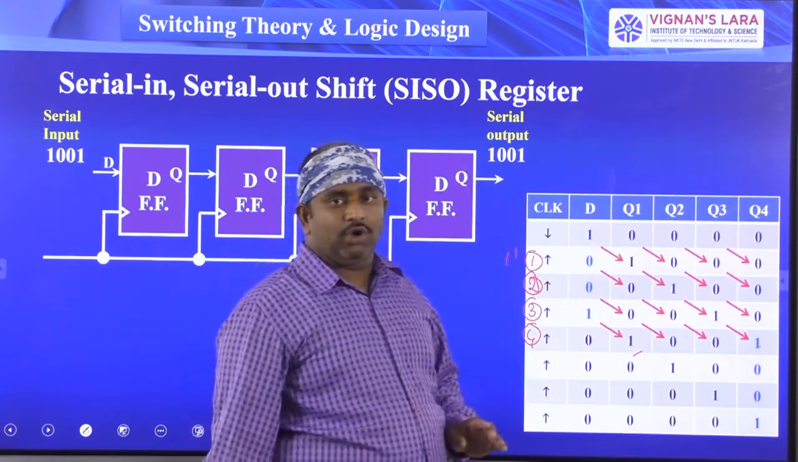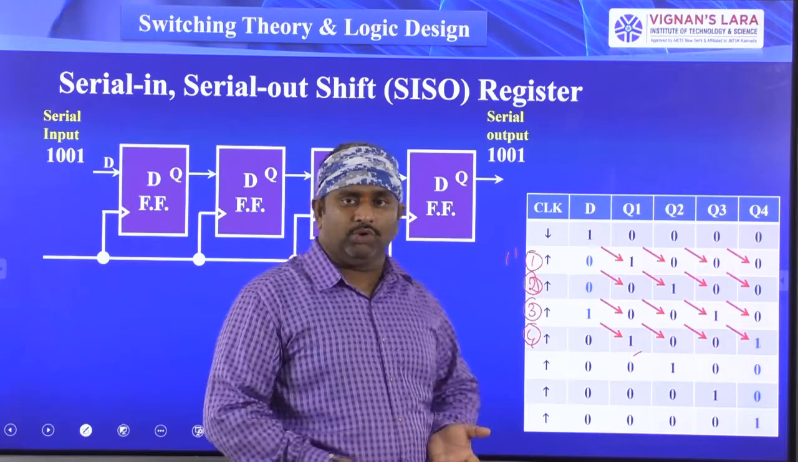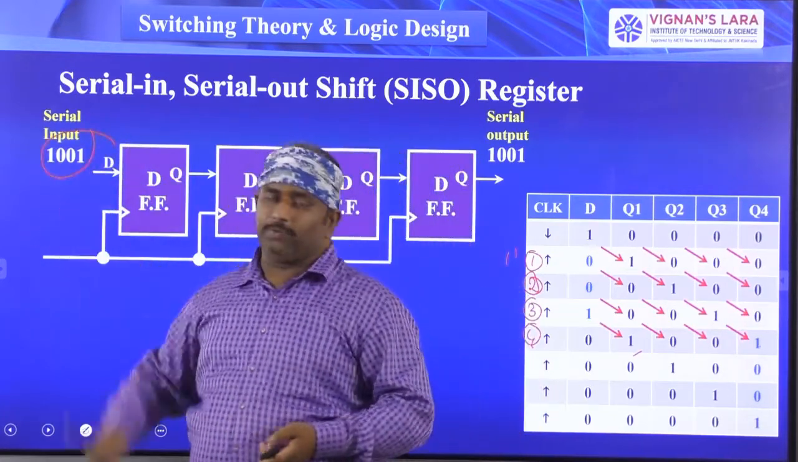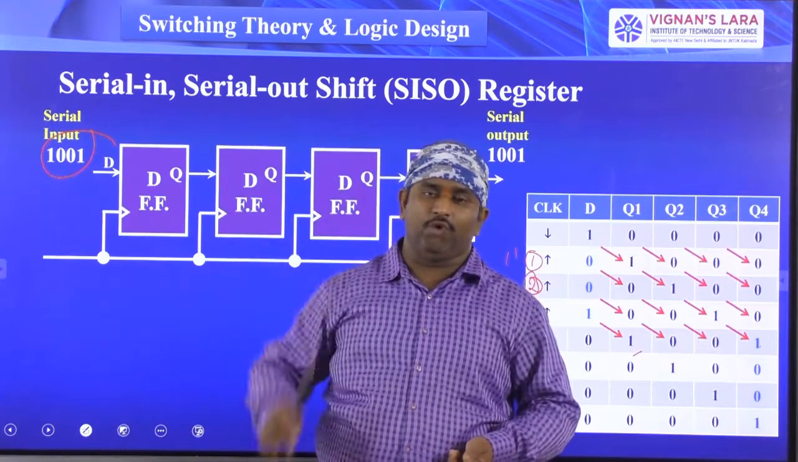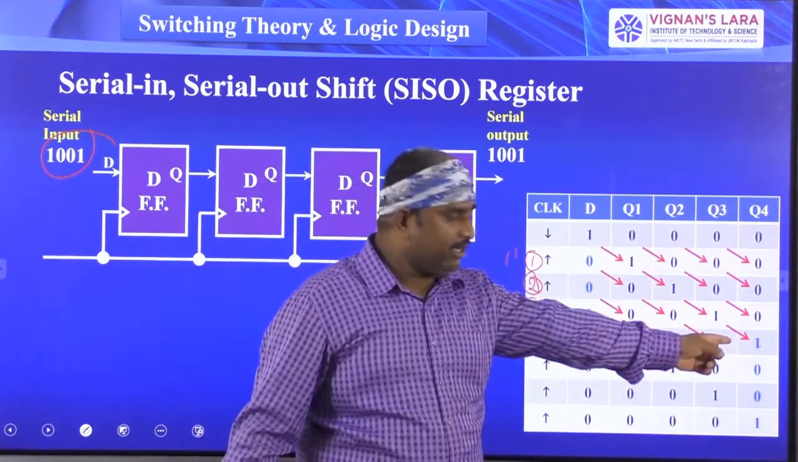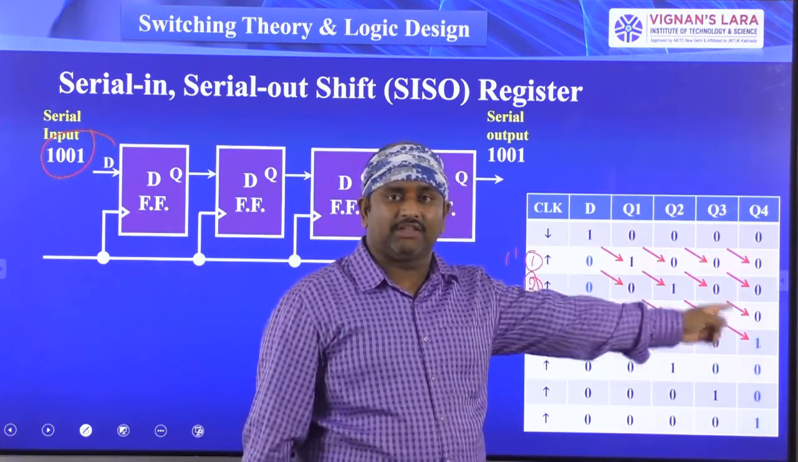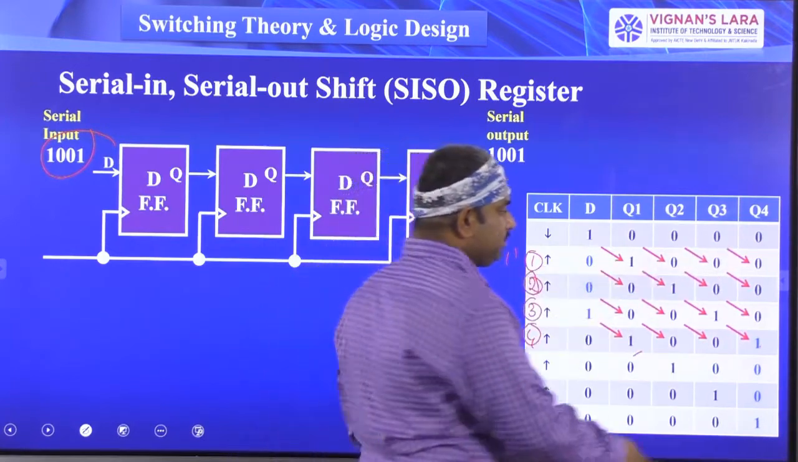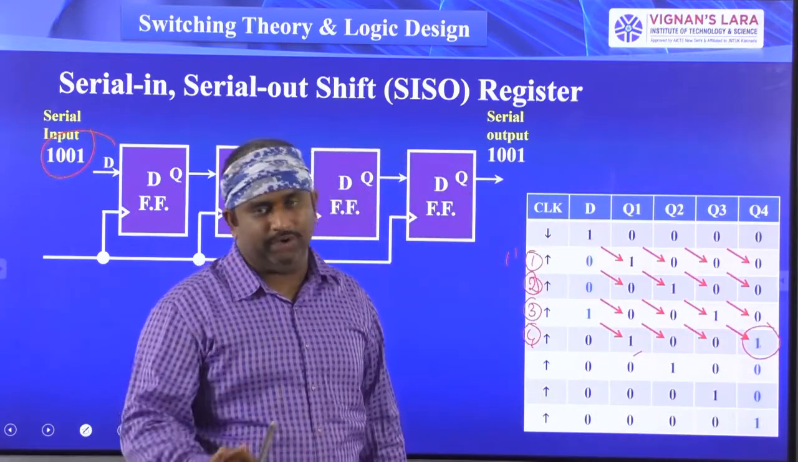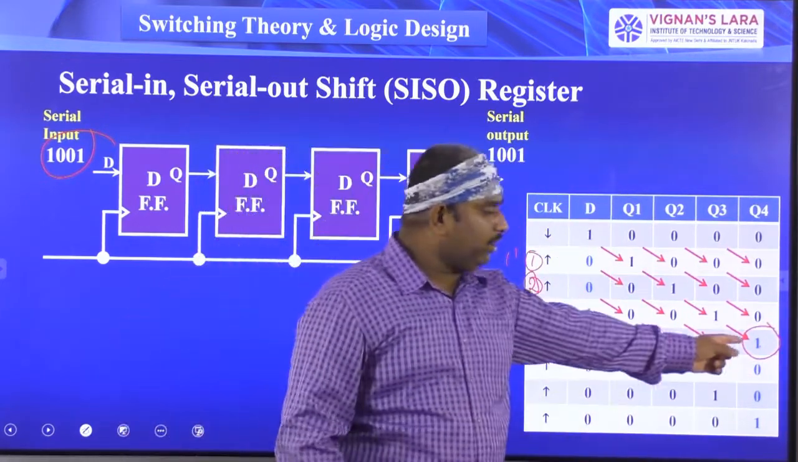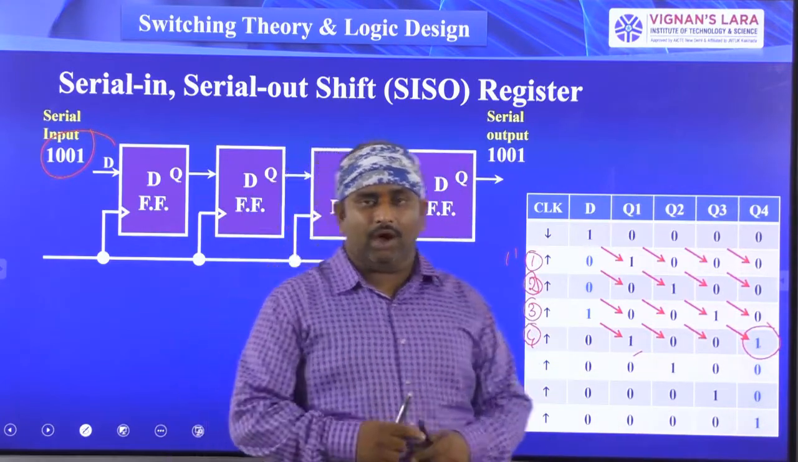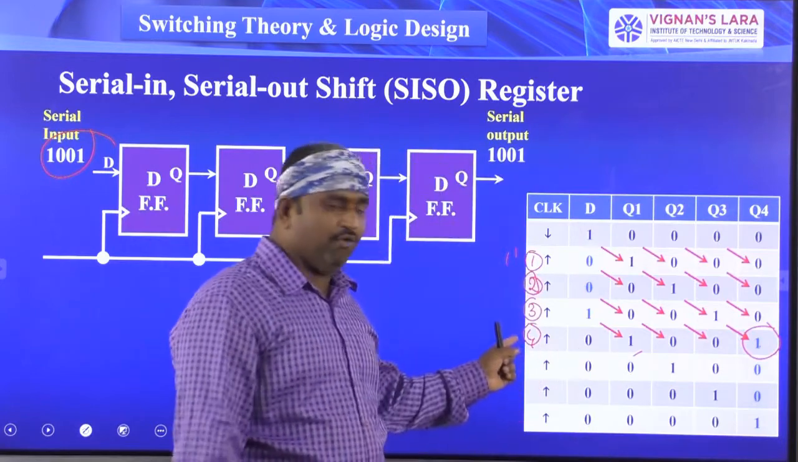Next. Whatever data you want to give, that 1001 combination, you have given at the input side. So I have given the 4 inputs for this D flip-flop. But see here, at that time, I can collect the data at Q4 only, right? I can collect the data at Q4 only, but I got only the value equal to 1.